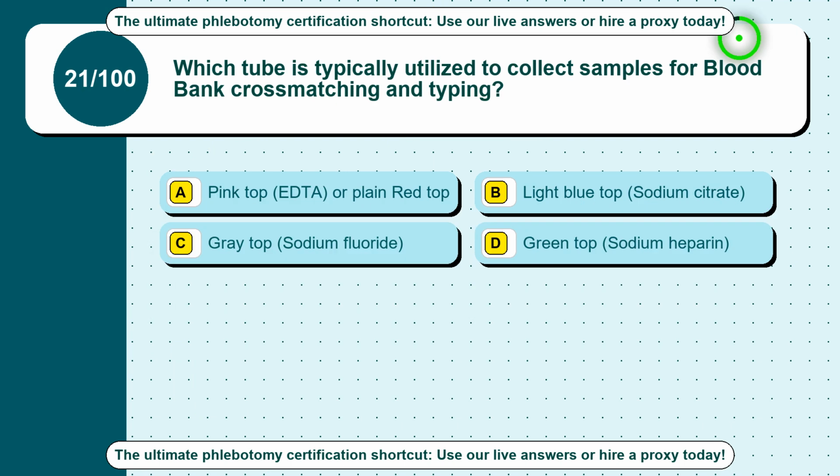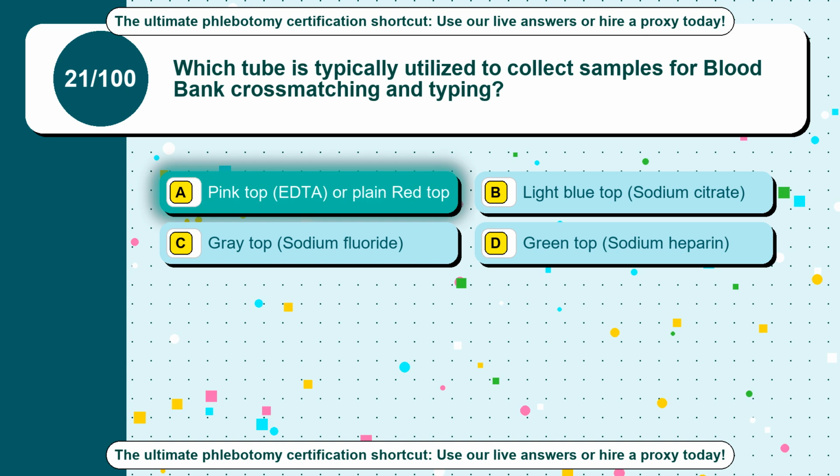Question 21. Which tube is typically utilized to collect samples for blood bank cross-matching and typing? Option A, pink top, EDTA, or plain red top. Option B, light blue top, sodium citrate. Option C, gray top, sodium fluoride. Option D, green top, sodium heparin.